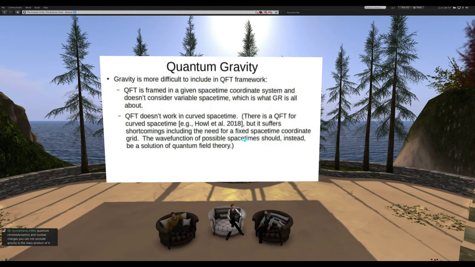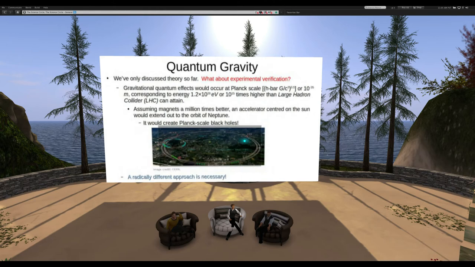But it suffers the shortcoming that it needs a fixed space-time for the coordinate grid. And what you really want for a proper quantum gravity theory is a wave function of possible space-times, not a QFT in curved space-time, but of space-time.